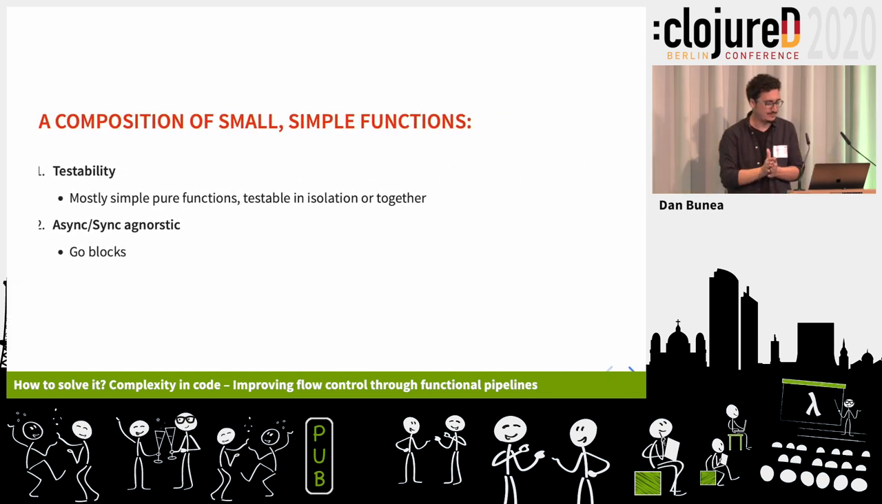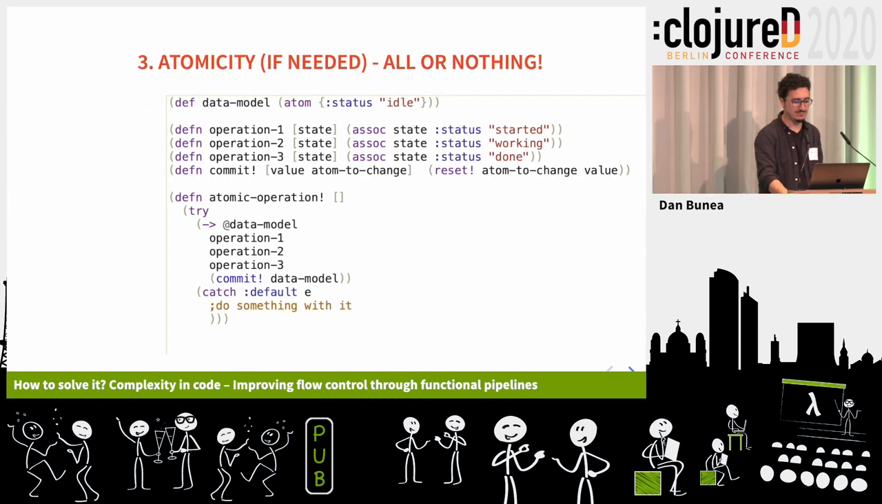Okay. So I would like to add a few more things to what you already saw. I said, in terms of testability, this is really, really good because you can test all the functions separately. And if you like pure functions, then you can test them in isolation. And depending on how you want to test the pipe, you can do that as well. Also, they are async agnostic. If my pipe runs in a Go block or not, it doesn't care. Same for JavaScript. If it's an async await or an actual promise, it can go like that.